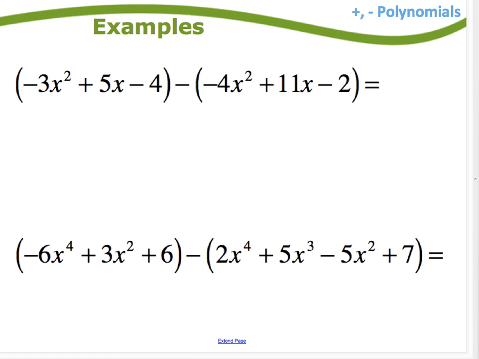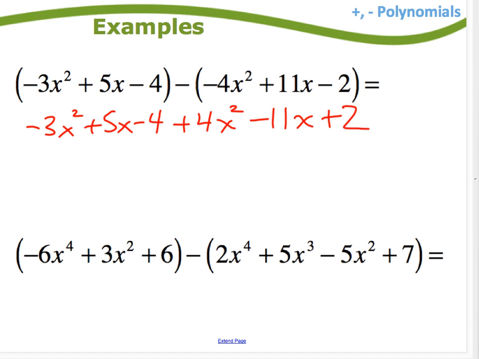Try these two. Press pause and try them, and then when we're back, see if you come up with the same answer. Okay, we're back. I can't do these in my head. I have to rewrite them. 3x squared plus 5x minus 4. Leave the first one alone. Now all these inside have to change. So it's a minus, so this forces it to change to a positive 4x squared. This is a positive, it changes to negative 11x. Negative 2 changes to positive 2.